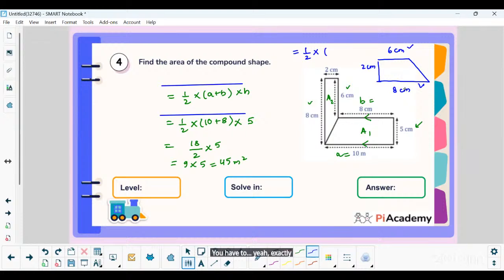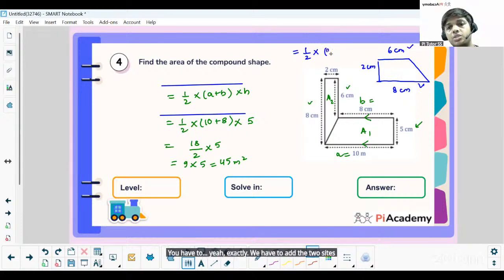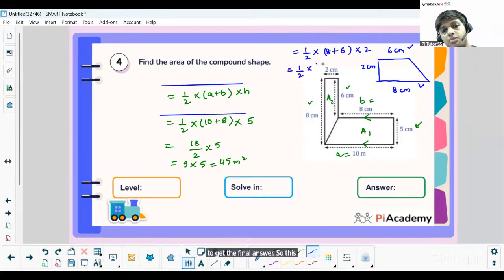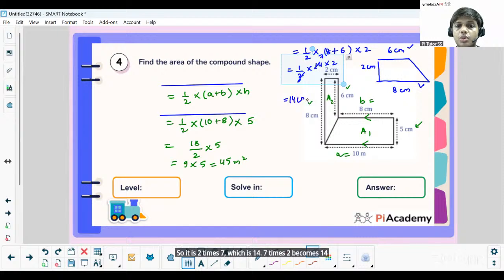We have to add the two sides which are parallel. So it is 8 added with 6. Then you have to multiply it by 2 to get the final answer. So this is half times 14 times 2, which will give you the right answer. So it is 2 times 7, which is 14. 7 times 2 becomes 14 again. So this is 14 meters square, which you are getting here for the second shape altogether.